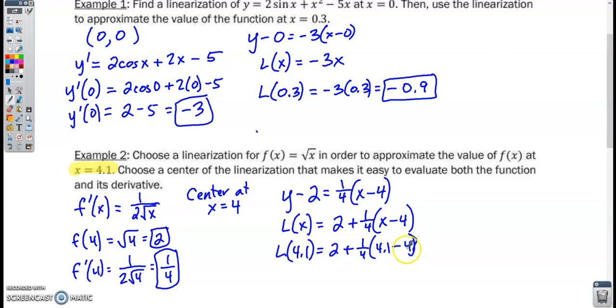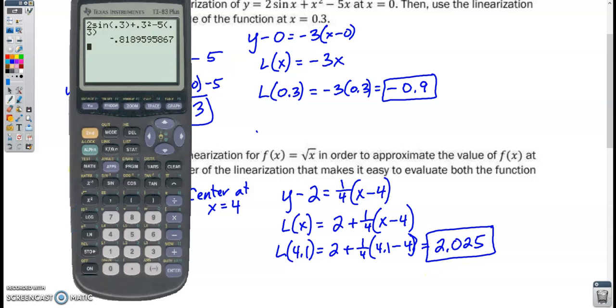4.1 minus 4 is just 0.1. A quarter of that is 0.025. And so the linearization approximation is that this value is going to be approximately 2.025. So that's an approximation for the square root of 4.1. If we type that in, oops, I need my decimal point in there. You see how close we are, and in fact, our approximation from the linearization was 2.025. The actual value, if I round it to 3 decimal places, is 2.025.